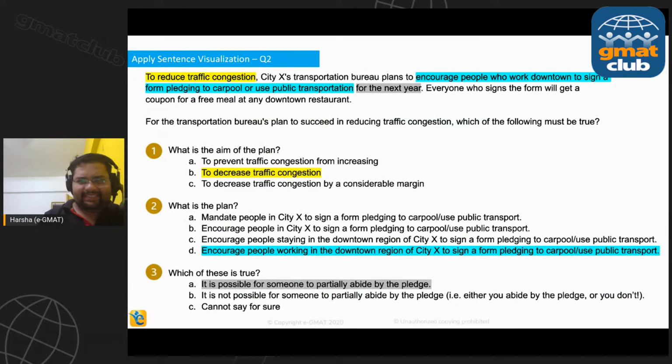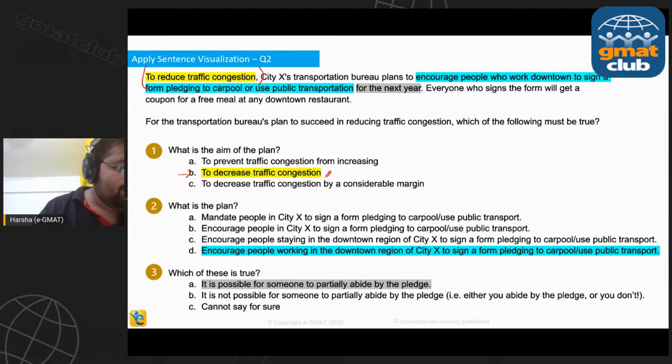Now, with this understanding, let's attack these questions. What is the aim of the plan? Everybody was very clear. The aim of the plan is just to reduce traffic congestion. If I go to the results here, most of you got this one right. I barely see anybody who got this wrong. So the plan is very clear: reduce traffic congestion.